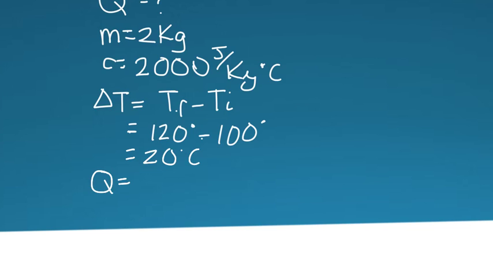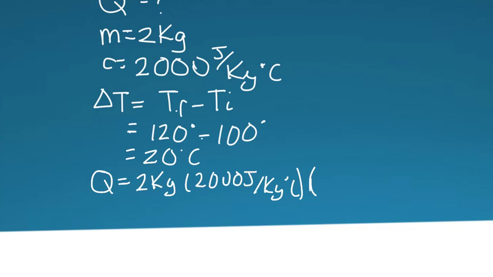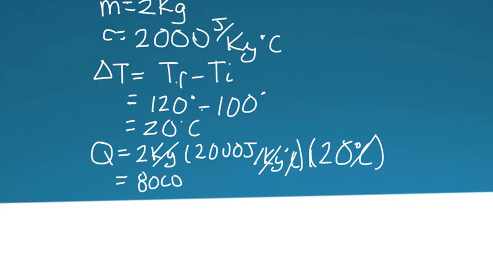Sub in our numbers here. So we get 2 kilograms times 2,000 joules per kilogram degrees Celsius times 20 degrees Celsius. Degrees Celsius and kilograms cancel out. We end up with 80,000 joules. All the rest of our energies are in kilojoules, so we're going to divide by 1,000, moving our decimal place over 3. So we end up with 80 kilojoules. Okay, that's our last calculation like that.